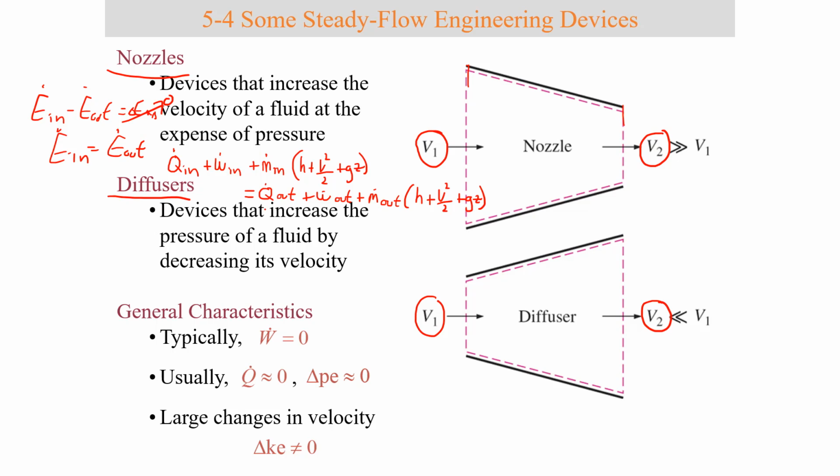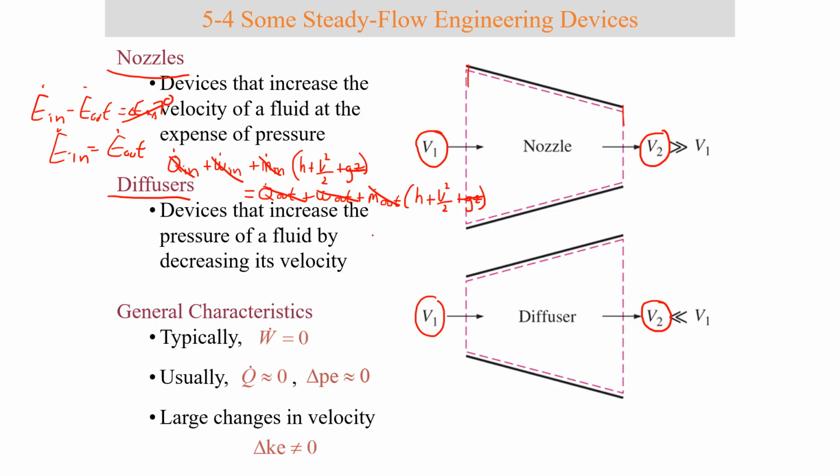Now for this particular device, there's no heat flow in, there's no heat flow out, there's no work flow in, and there's no work flow out. So now I'm left with the mass energy in equals the mass energy out. And since the mass flow rates are equal, I can cross out the mass flow rates. And also, there's no change in potential energy in the mass flow rate in.